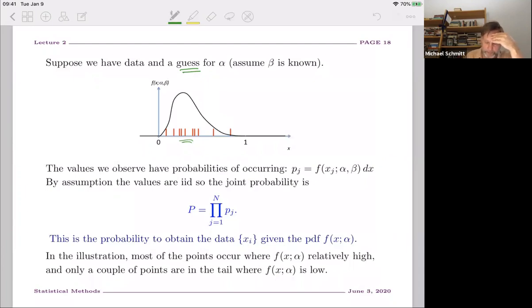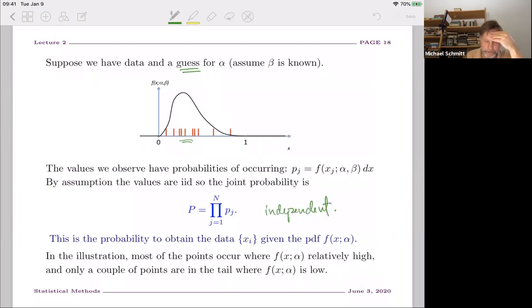Now, remember, the joint probability for getting all these values is just the product of the individual probabilities for each value. That's because these are independent. These events are assumed to be independent.